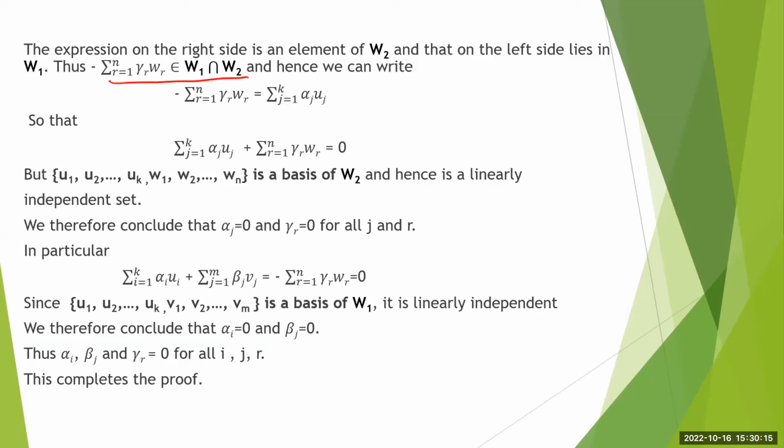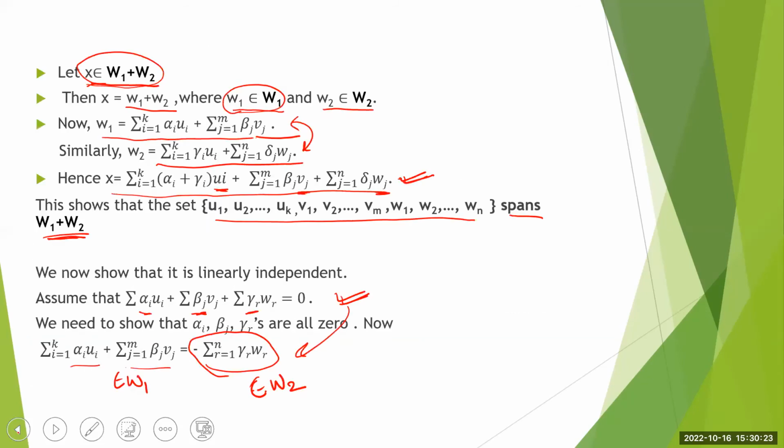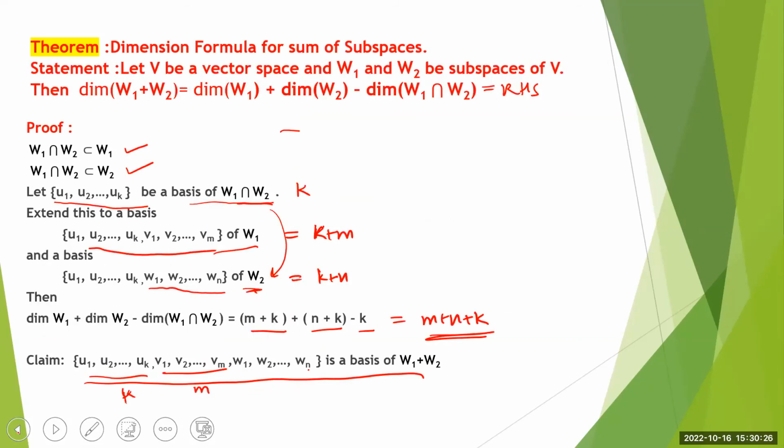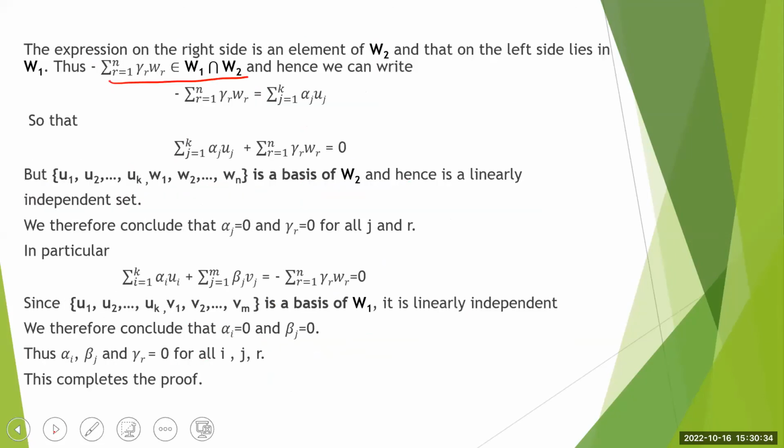Any element that belongs to W1 intersection W2 will look like the span of the basis of W1 intersection W2. So what are my basis elements in W1 intersection W2? The elements are U1, U2 up to UK. As this element belongs to W1 intersection W2, it will be an element of the span of the set U1, U2 up to UK. So it will look like summation j is equal to 1 up to K alpha j Uj.